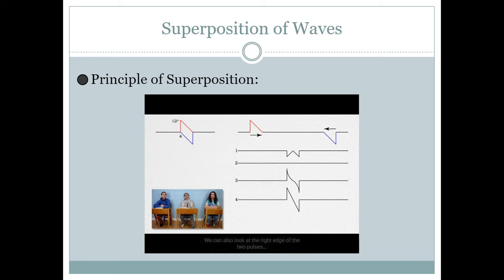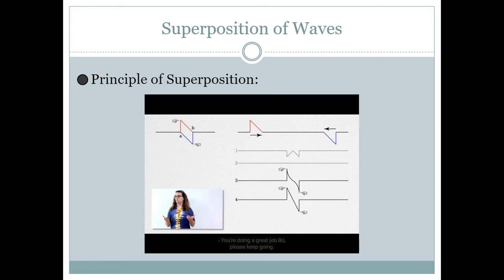We can also look at the right edge of the two pulses. Let's call it location B. At location B, the red pulse is 0 and the blue pulse is at its maximum amplitude below equilibrium. So the result is the maximum amplitude of the blue wave below equilibrium. That means the answer has to be either 3 or 4, because only 3 and 4 match what we figured out about locations A and B.